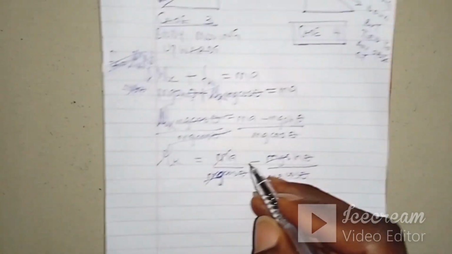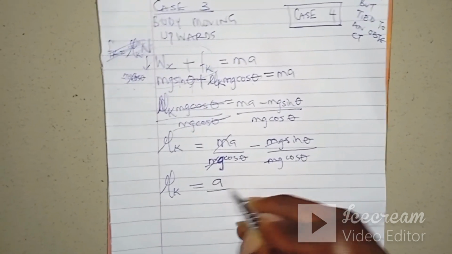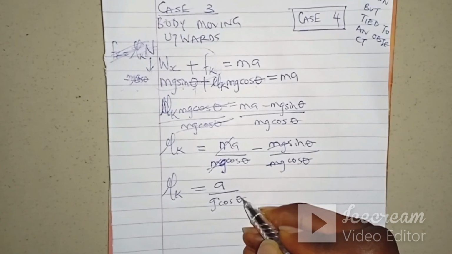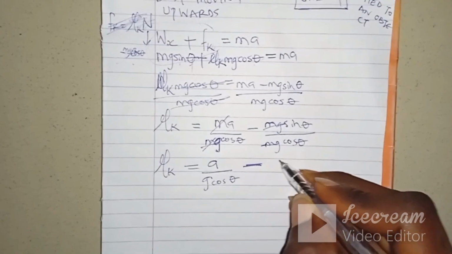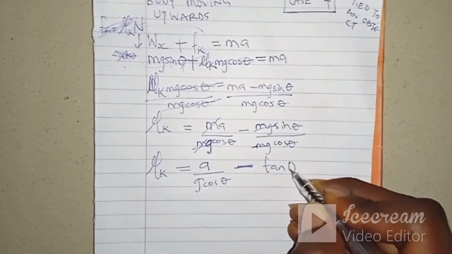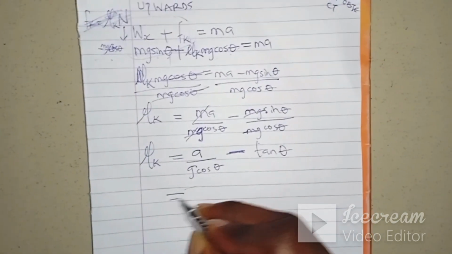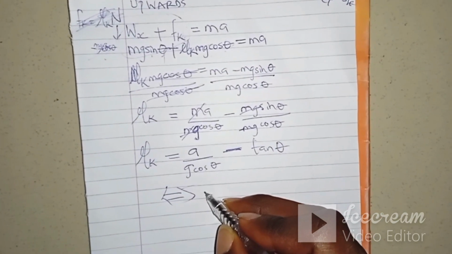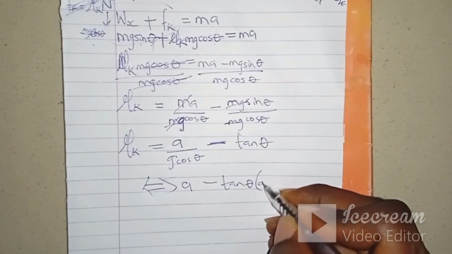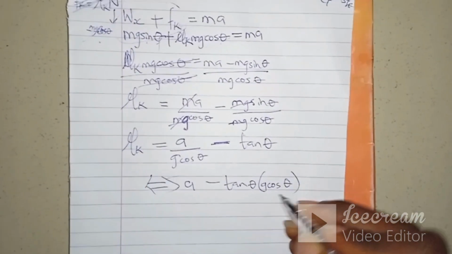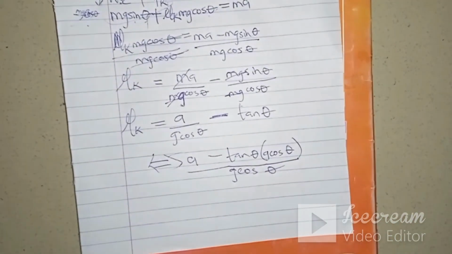So this will take care of this, and this will take care of this. So you have the coefficient of kinetic friction equal to a over g cos theta minus tan theta, since sin theta over cos theta is tan theta. And this is also equal to a minus g tan theta over g cos theta, if you take the LCM, all over g cos theta. So that is for that.